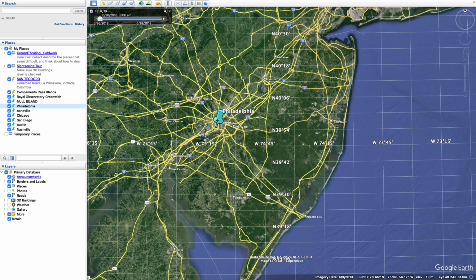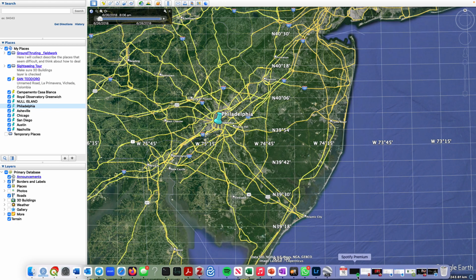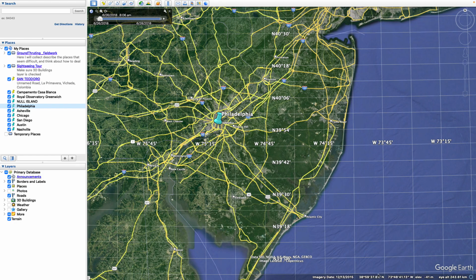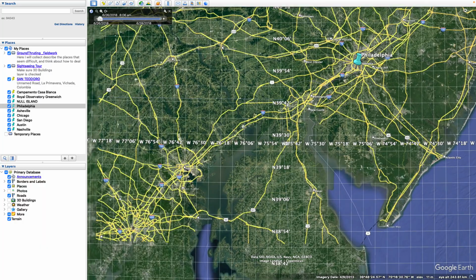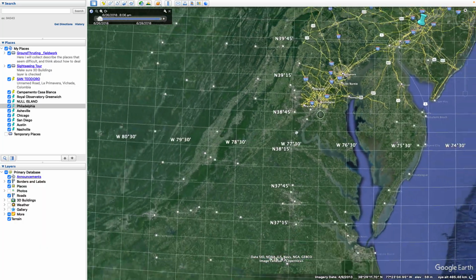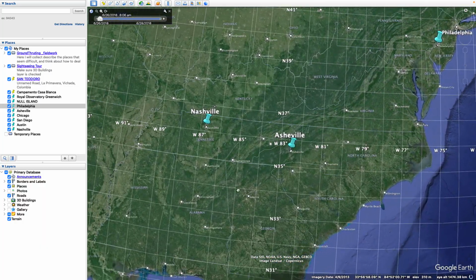If you see in the lower right corner of your screens, you will see some numbers moving. If I go to Philadelphia, it's 39 degrees 57 north and 75 degrees 35 west. That means that Philadelphia is around 40 degrees north, 75 west. And we can see all of this for all the cities that we assign.